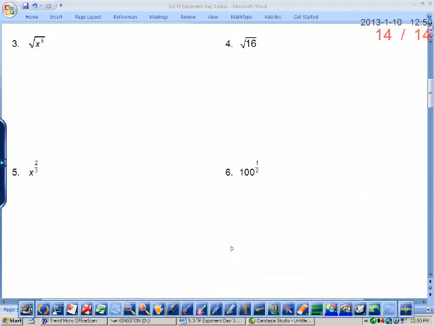The square root of x to the 5th. How could I rewrite that with a fractional exponent? X to the 5/2 power, because remember, there's a 2 here for a square root.